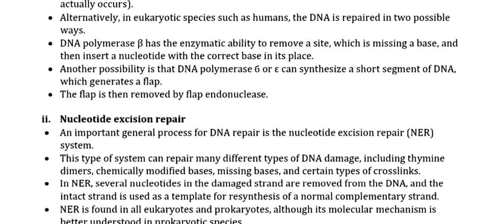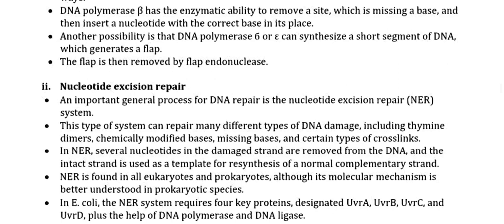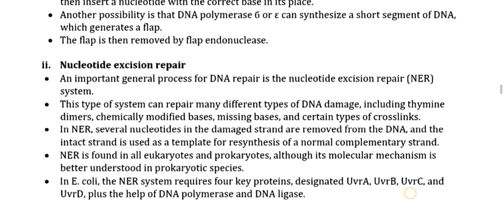Alternatively, in eukaryotic species such as humans, the DNA is repaired in two possible ways. DNA polymerase beta has the enzymatic ability to remove a site which is missing a base and then insert a nucleotide with the correct base in its place. Another possibility is that DNA polymerase sigma or eta can synthesize a short segment of DNA which generates a flap. This flap is then removed by flap endonuclease.